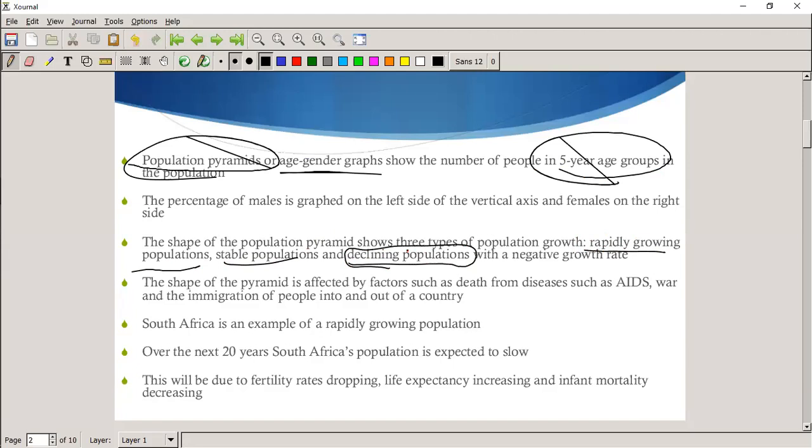The shape of the pyramid is affected by factors such as death from diseases such as AIDS, war, and immigration of people into and out of a country. South Africa is an example of a rapidly growing population.